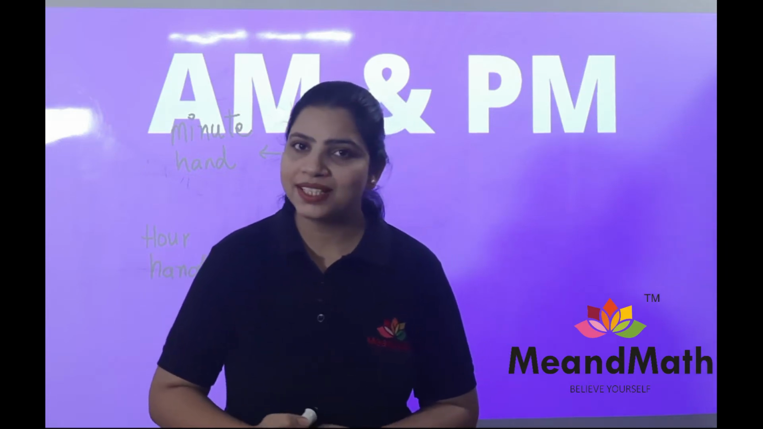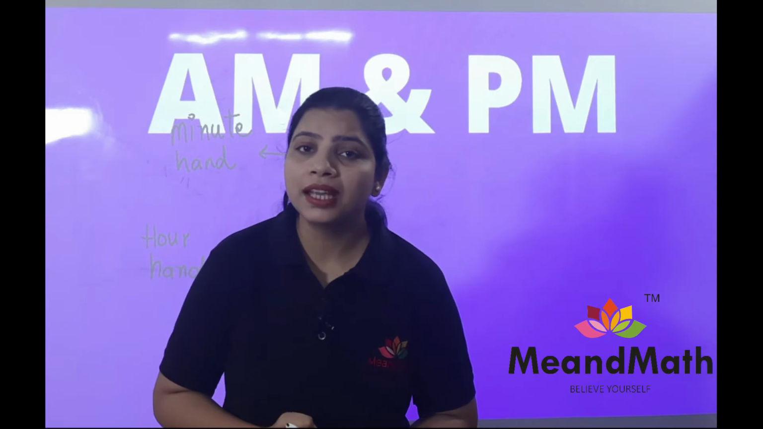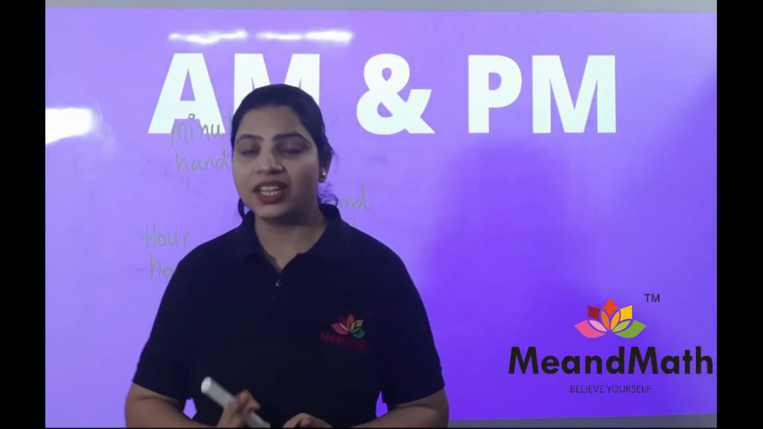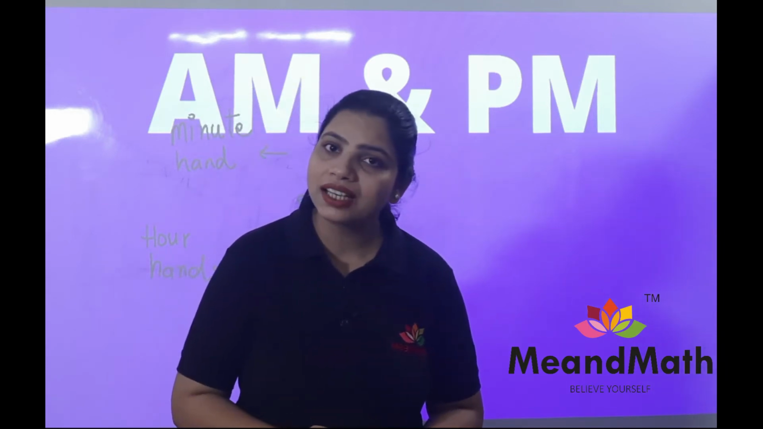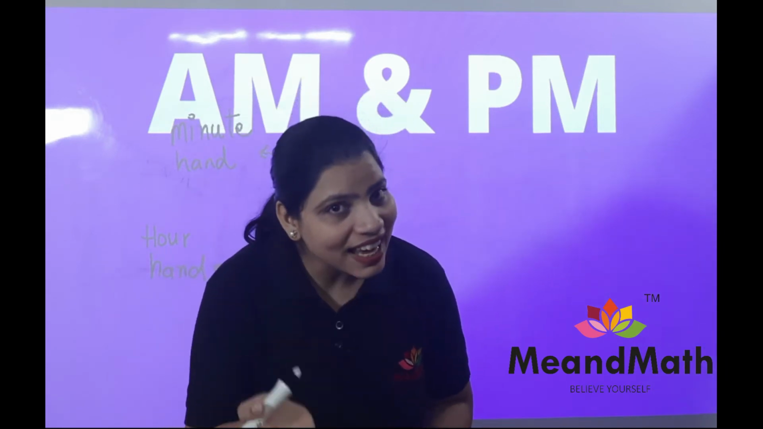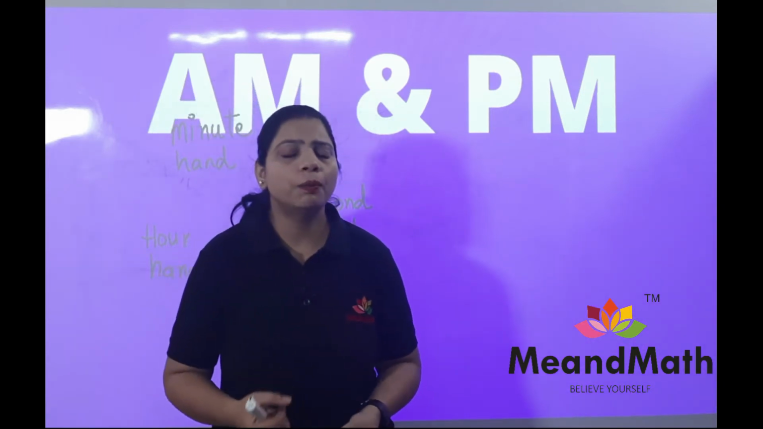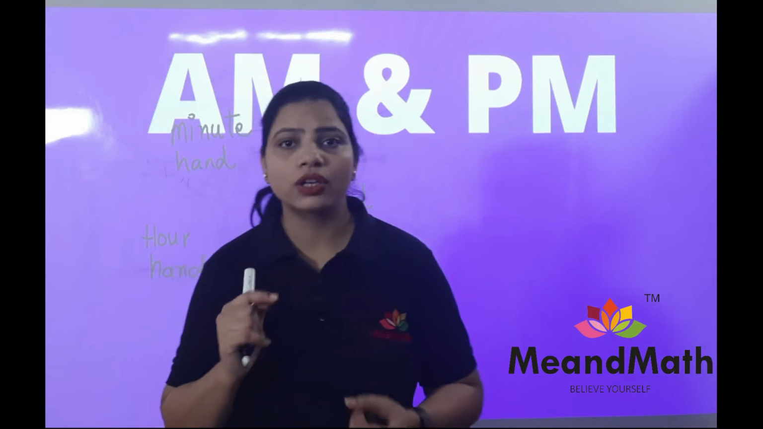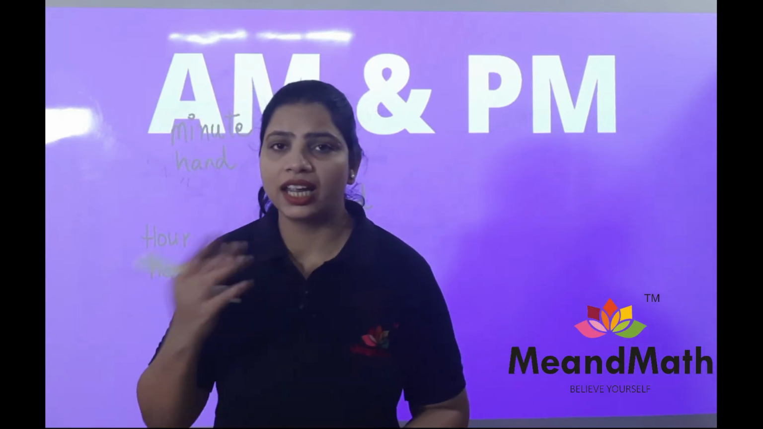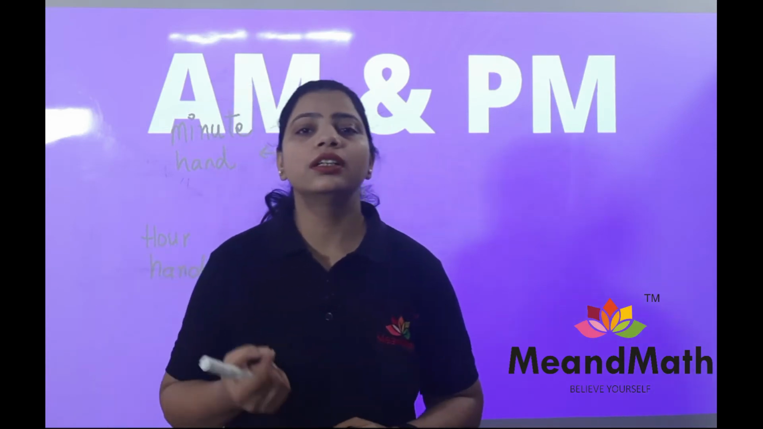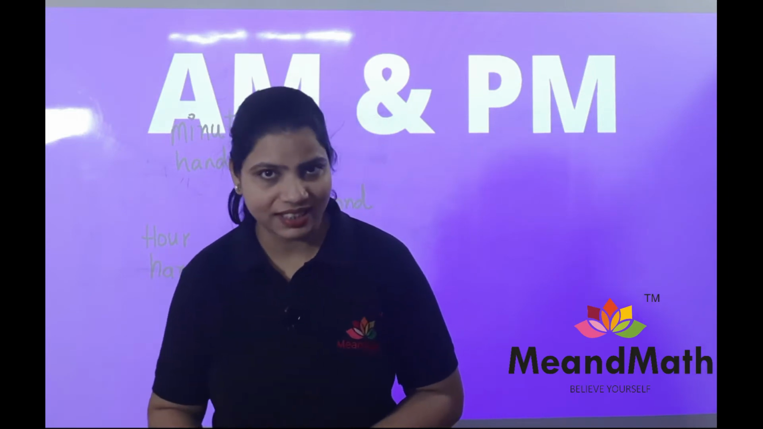You know, AM is called anti-meridian, and PM means post-meridian. Anti-meridian means before noon, and post-meridian means, yes, after noon. Right. So basically, to show the time, whether it's morning time or evening time, we use the words antemeridiem or postmeridiem.